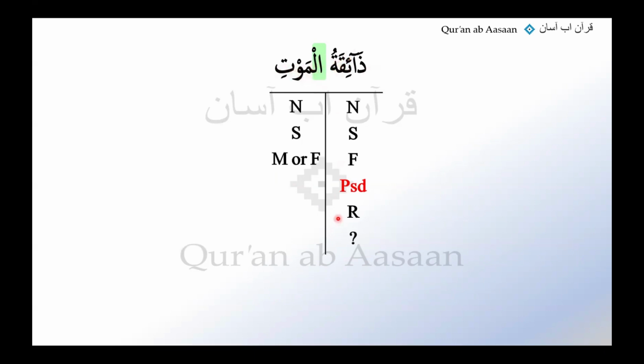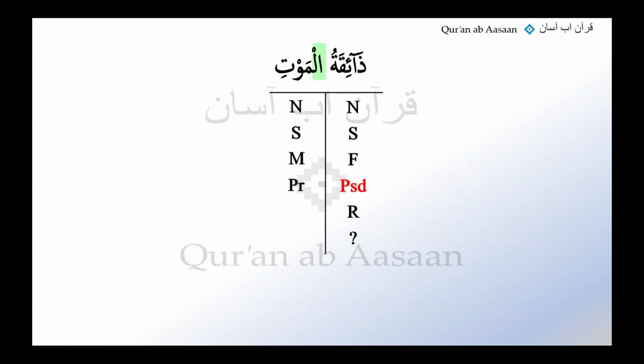You can see the comparison of both. This is male, al-mauti is male. This round ta is the indicator of the female noun. This ta is not. So you can see both side by side. Alhamdulillah, that's a very good revision, a sort of confirmation. Okay, and then go on.